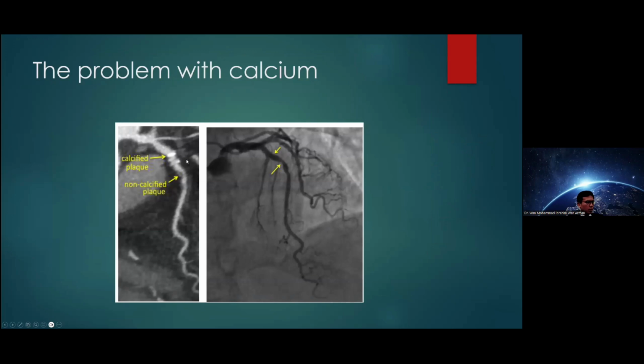So, the problem with calcium. Calcium may appear to cause a severe amount of stenosis on CT. However, on invasive coronary angiogram, it doesn't really cause any flow limitation. So these are not really the bad guys. The bad guys are the non-calcified plaques. As you can see, it causes a significant amount of stenosis, and these are the ones that have a high risk of rupture, causing heart attacks.